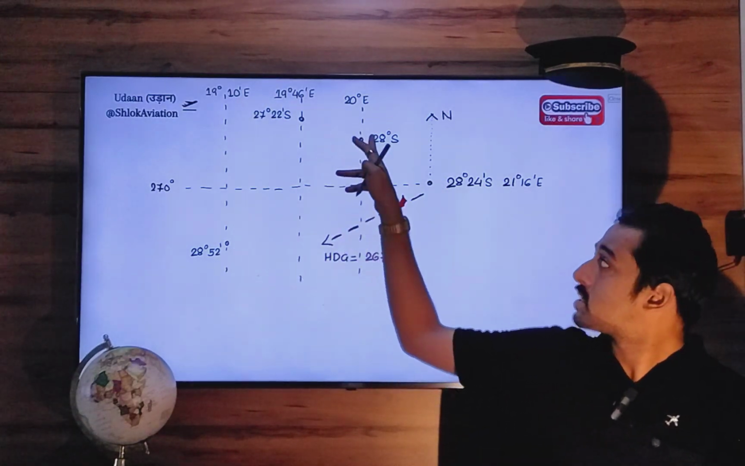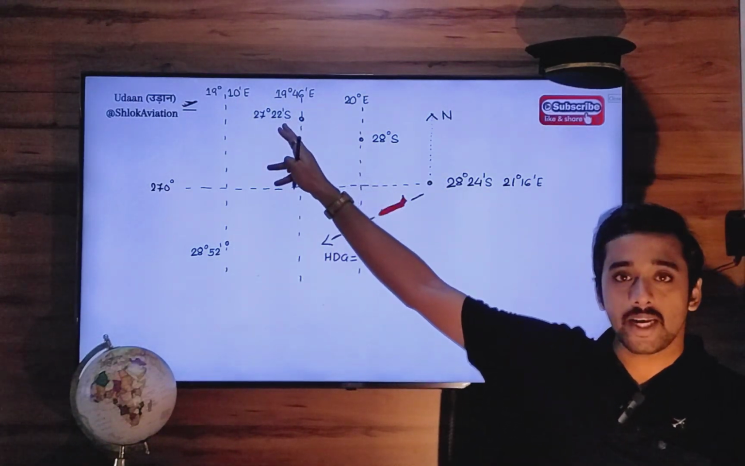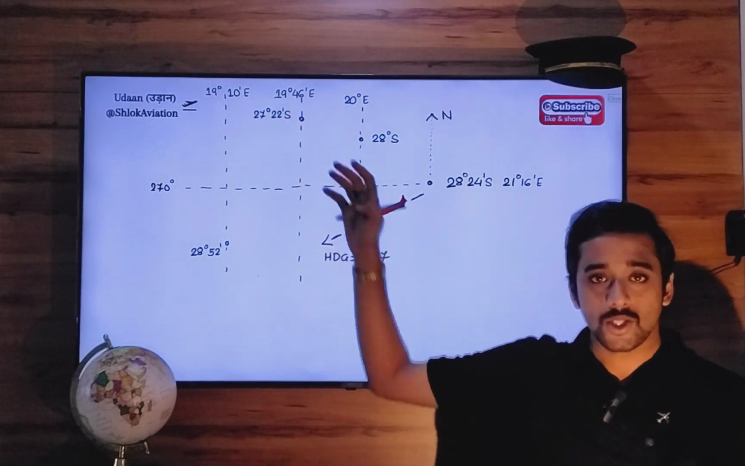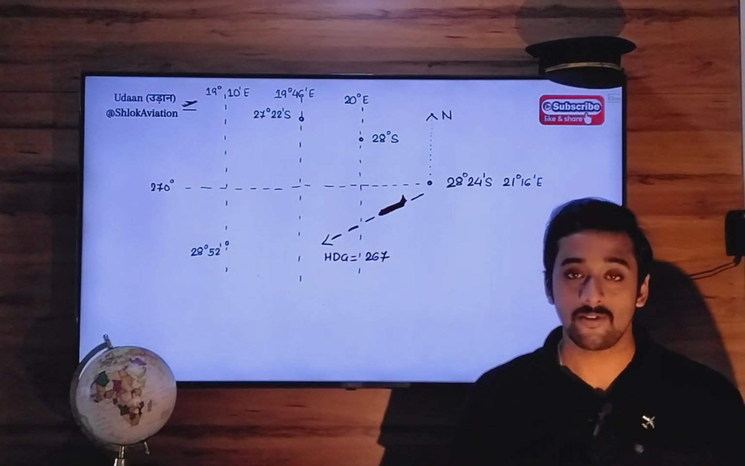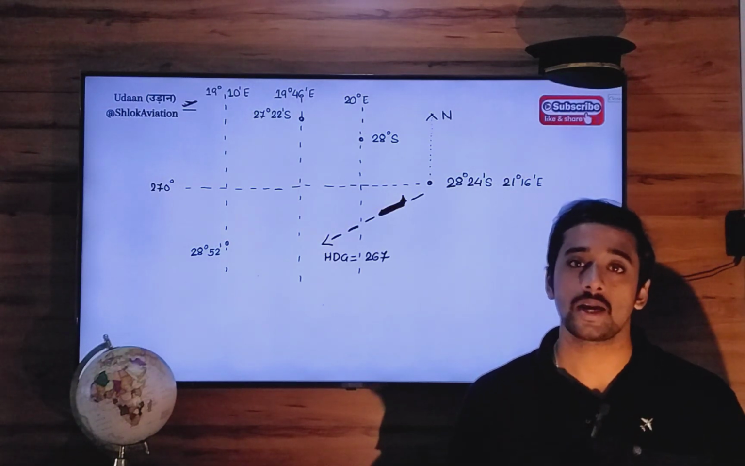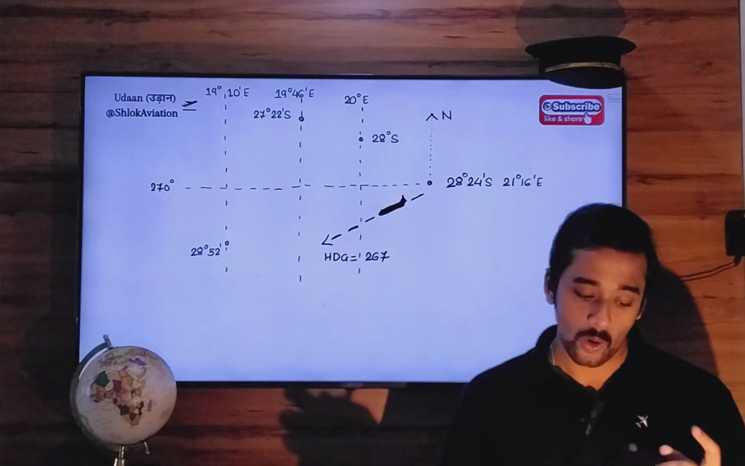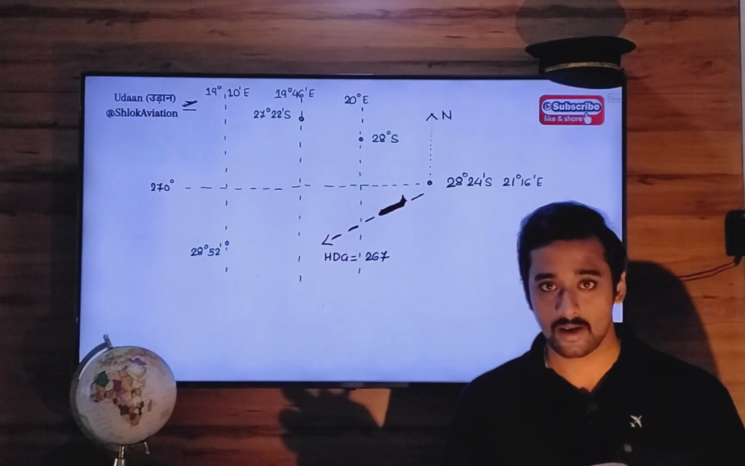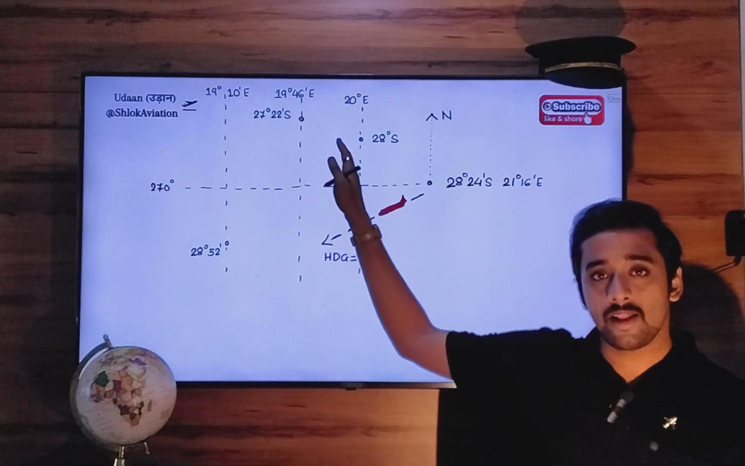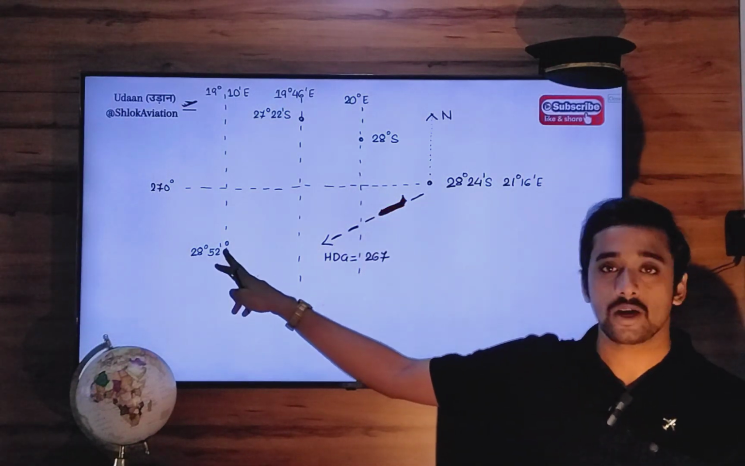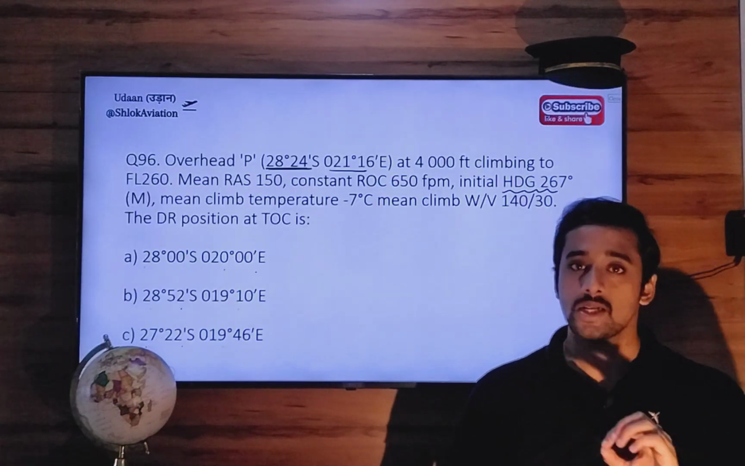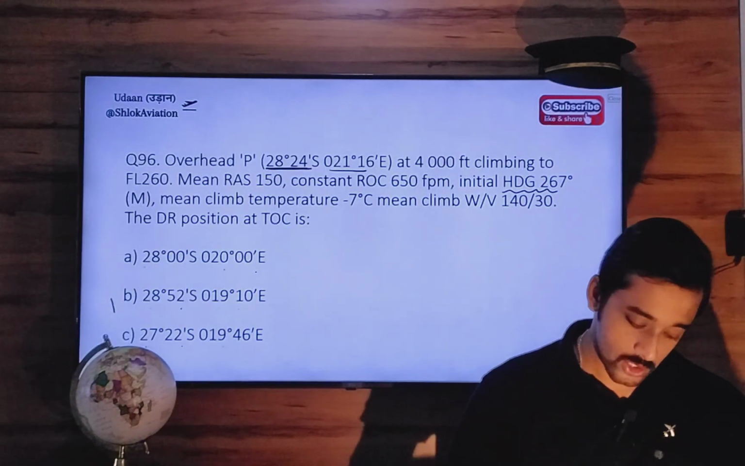Other positions, 28 degrees south and 27 degree 22 minutes south, are to the northwest of that position. So we are not flying a northwest heading. If we do not fly a northwest heading, there is impossibility of our going towards that direction, right? So we will not end up being any of these locations here. We will end up being over this location, 28 degree 52 minutes south, 19 degree 10 minutes east. So the correct option is option Bravo.